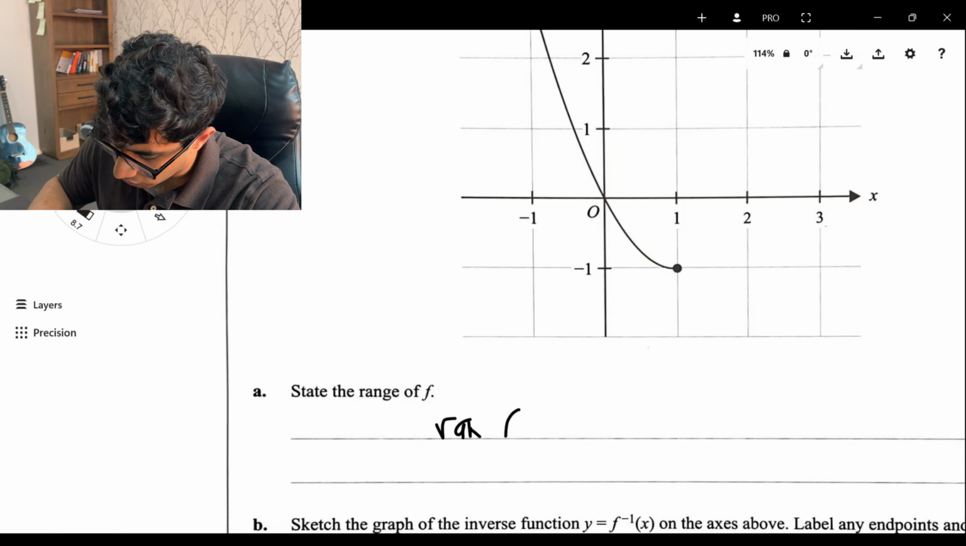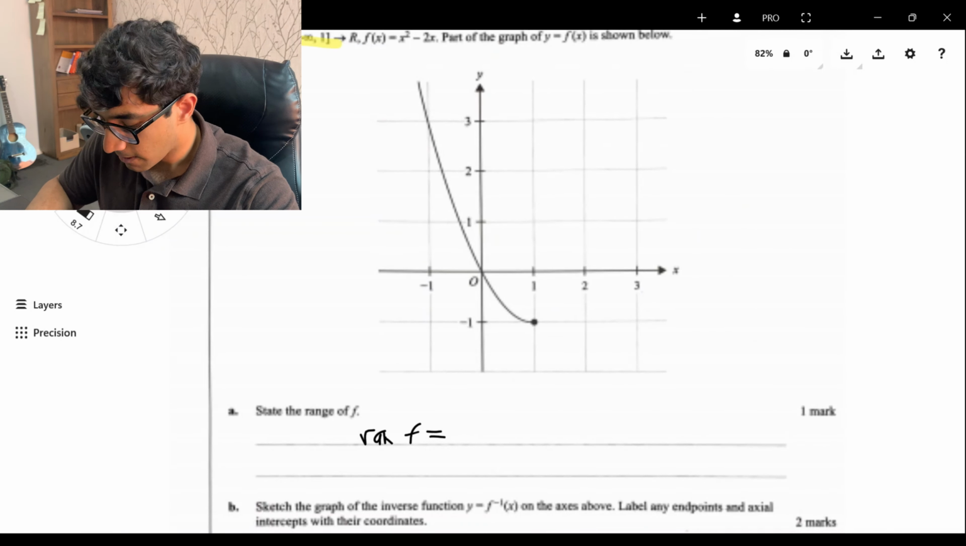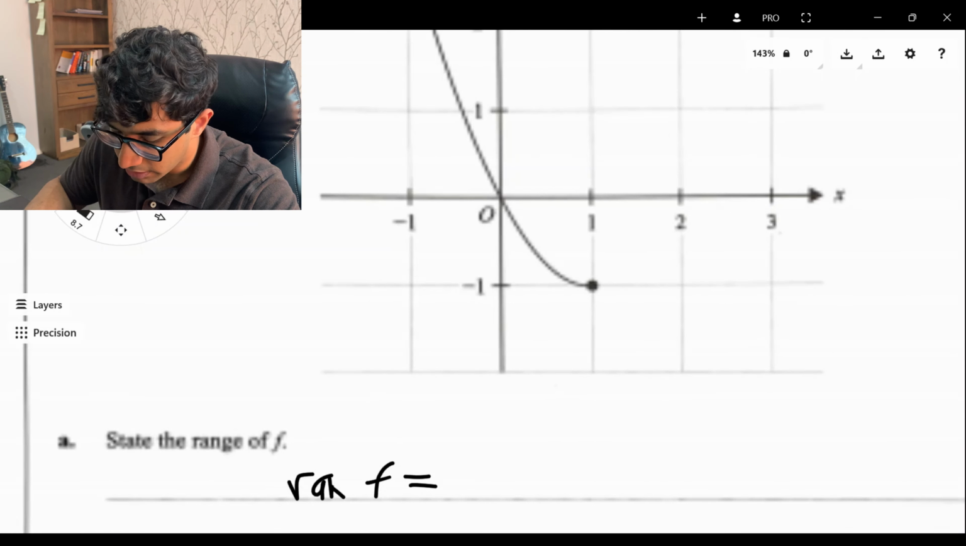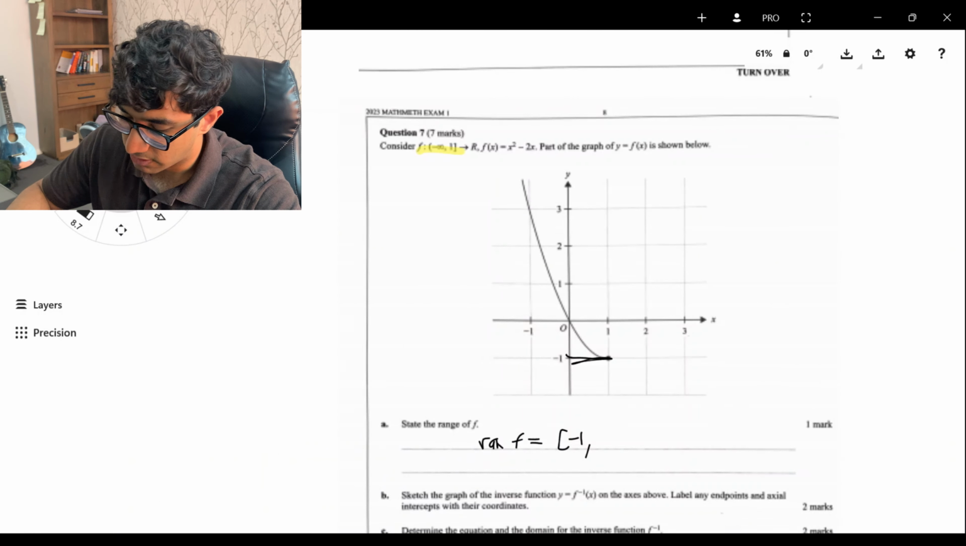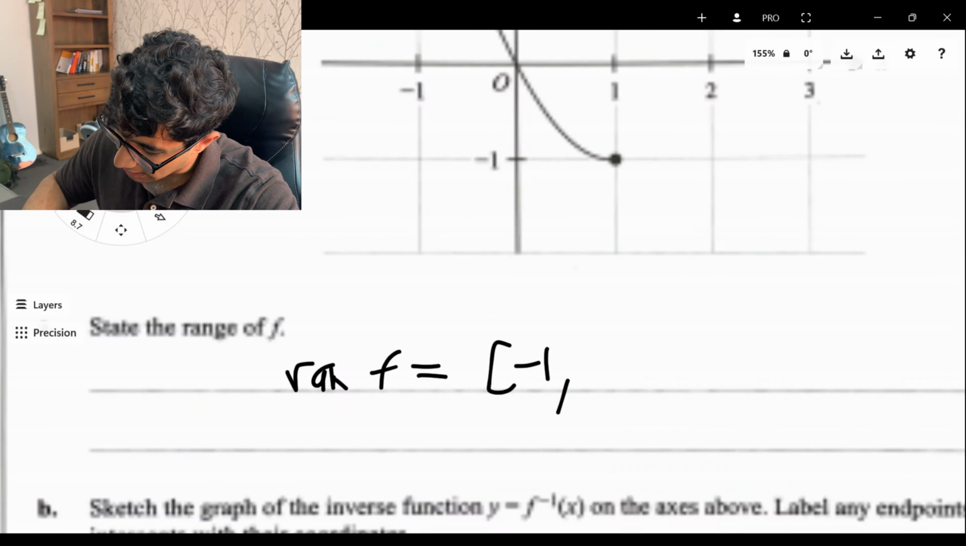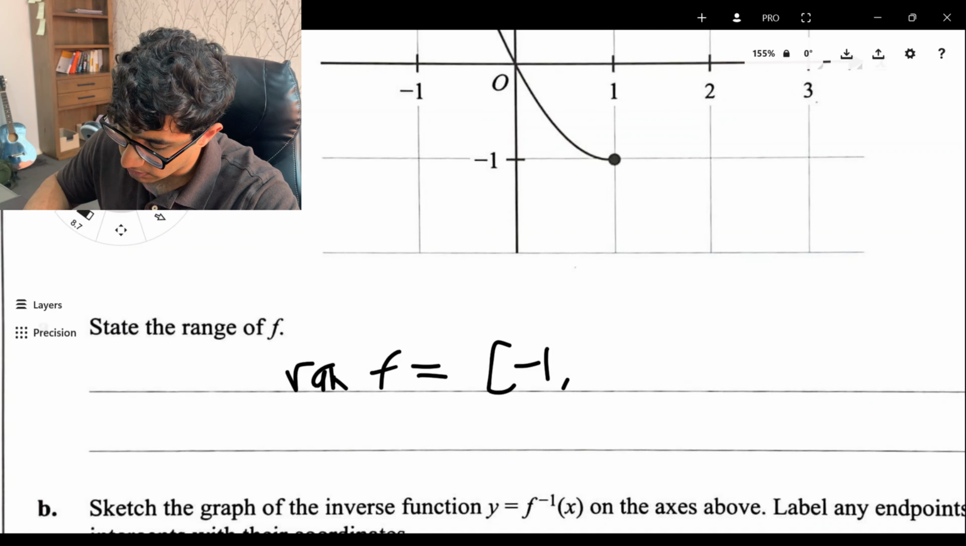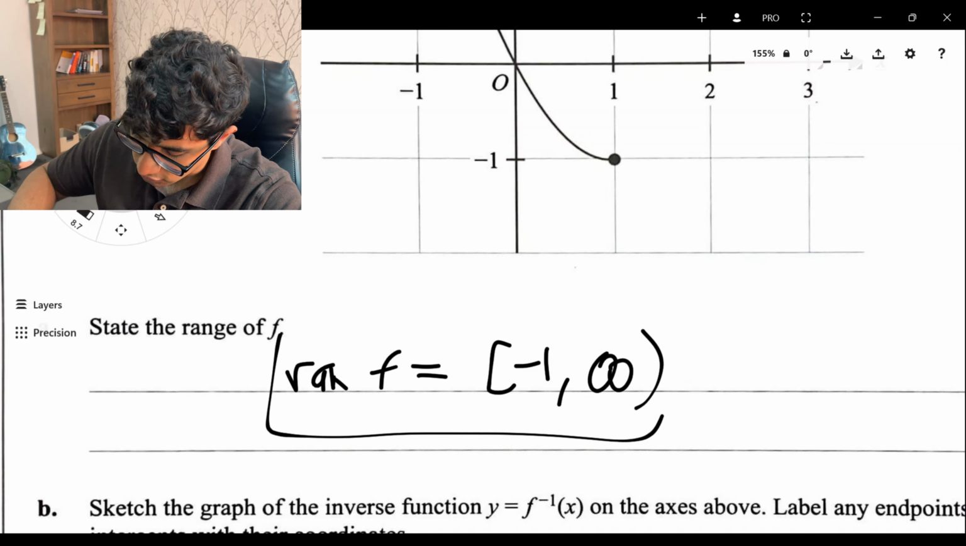Range of f, like I said earlier, it's just the y values. So it's going to be from negative 1, because that's the lowest y value, as you can see here, negative 1, all the way to infinity, basically. Okay, because it's going to keep on stretching on and onwards. So there you go, that's your range.